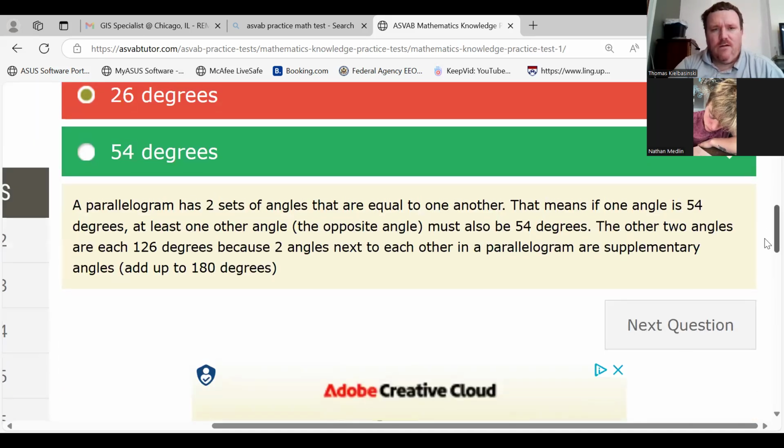So down below here, it says a parallelogram has two sets of angles that are equal to one another. This means if one angle is 54 degrees, the angle opposite it must equal 54 degrees. The other two angles are each 126 degrees because two angles next to each other in a parallelogram are supplementary angles, adding up to 180 degrees. So you have to be familiar with what the angles are on this. Some of them are tricky.